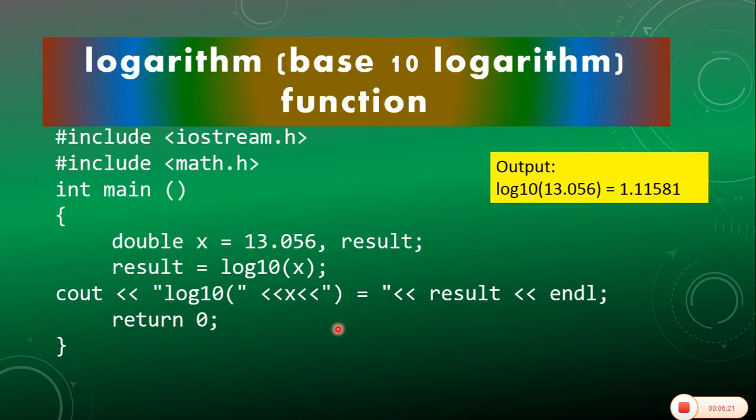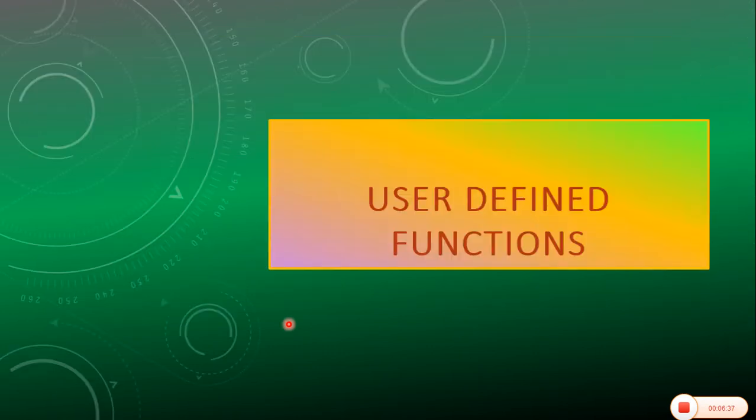Now this is for the logarithm of base 10. Base 10, this function has been used in x. You can directly write 13.056 instead of x, and it will give you the same answer. Now this was the built-in function, one of the built-in functions in math.h, which we usually require for all the arithmetic operations. So it was introduced to you and certain examples were described.